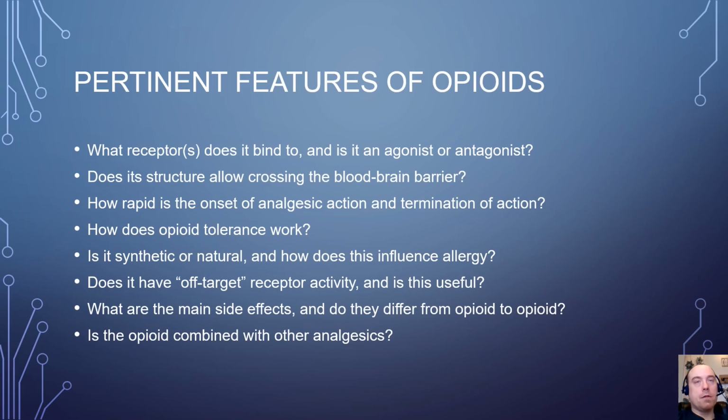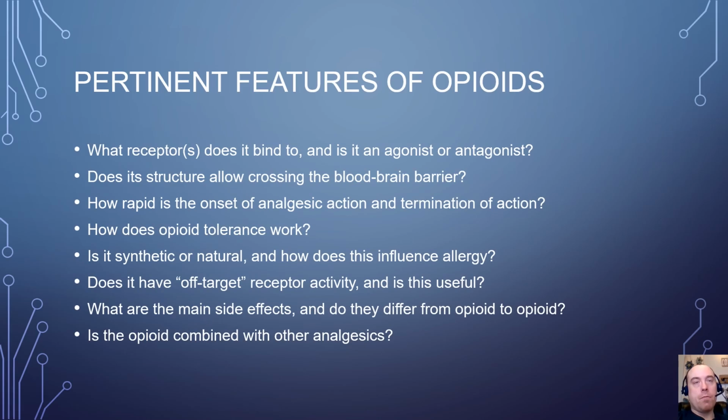Does it have off-target receptor activity, and is this useful? Such as SSRI activity, so serotonin upregulation, or preventing serotonin reuptake, and then norepinephrine reuptake inhibition, and things like that. For the most part, I would say that's not typically considered a desirable pharmacological effect, but in some cases it may be, I suppose. What are the main side effects, and do they differ from opioid to opioid?